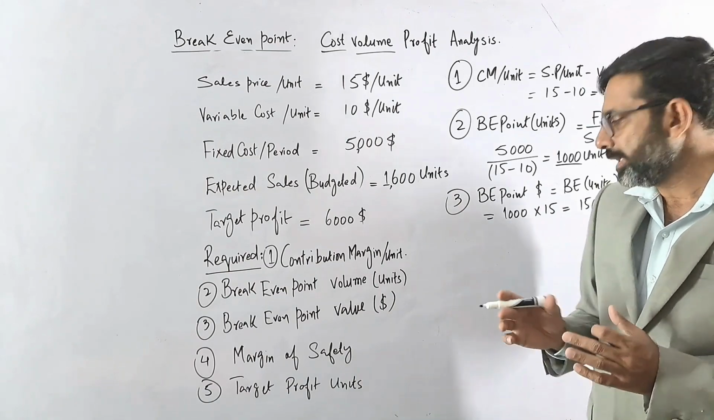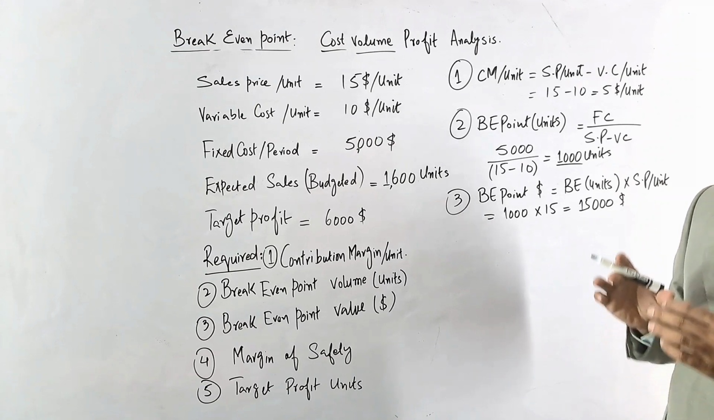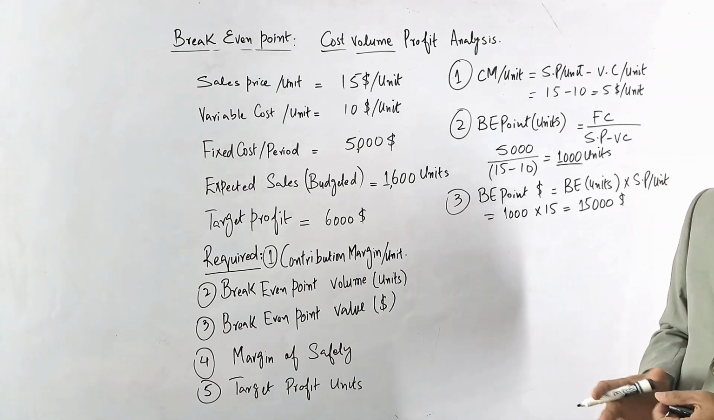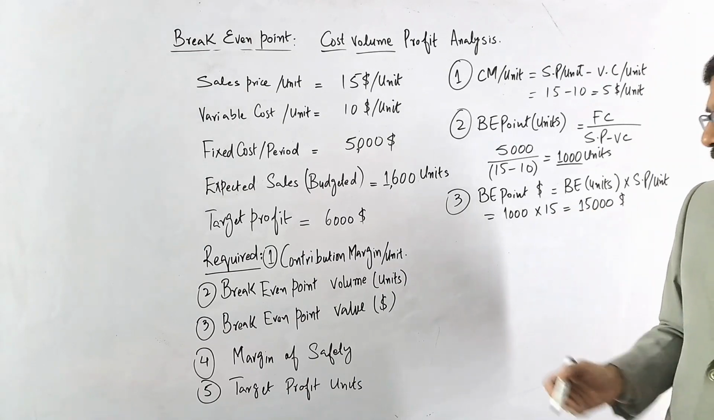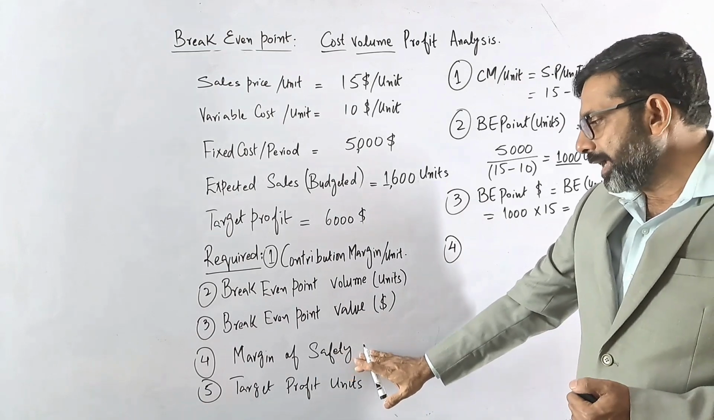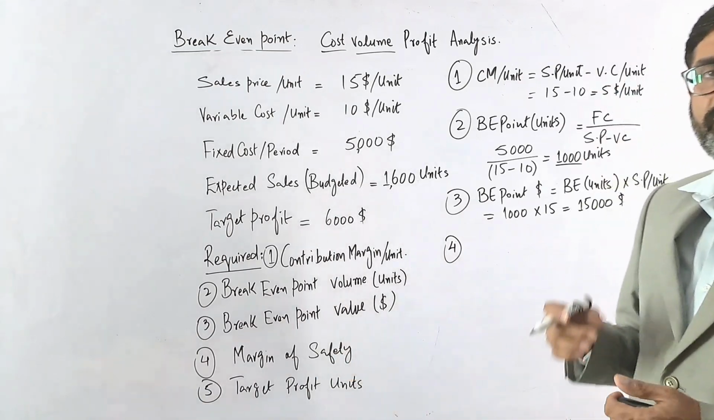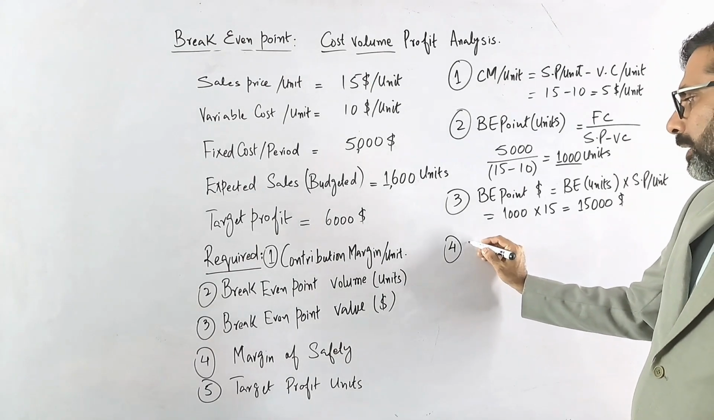Means if they are selling $15,000, the value of the sale is $15,000, they will be able to achieve the break-even point. Now the next thing that we have to calculate is the margin of safety. The margin of safety has a very simple formula.